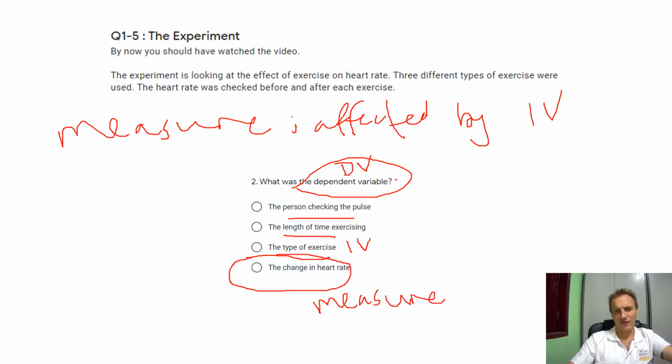The heart rate was affected by the type of exercise. So the independent variable affected the change in the heart rate. So in this example, the change in the heart rate would be the dependent variable.